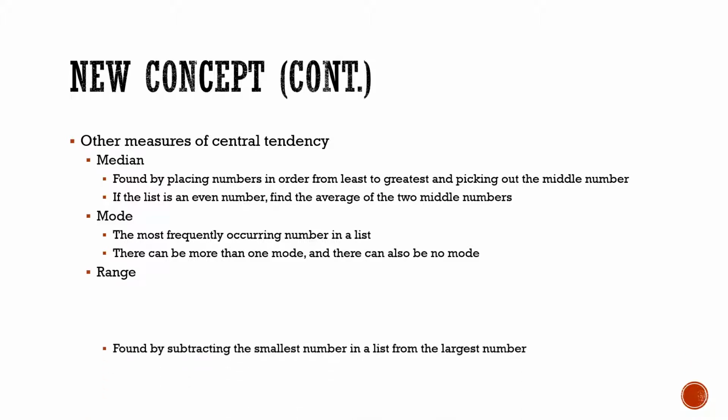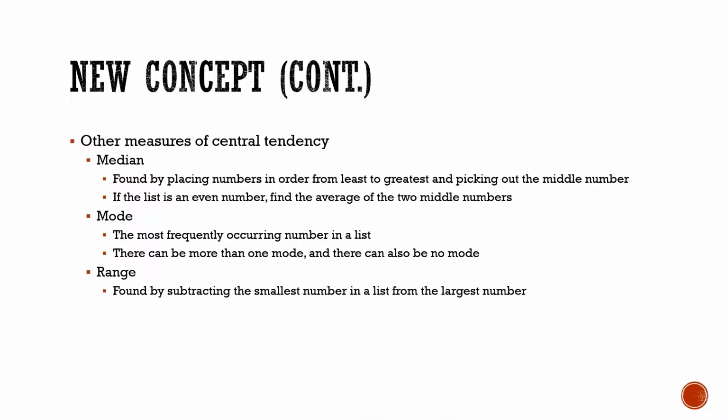And then we also have the range. You find the range by taking the smallest number away from the largest number. So the largest number minus the smallest number on the list equals your range.